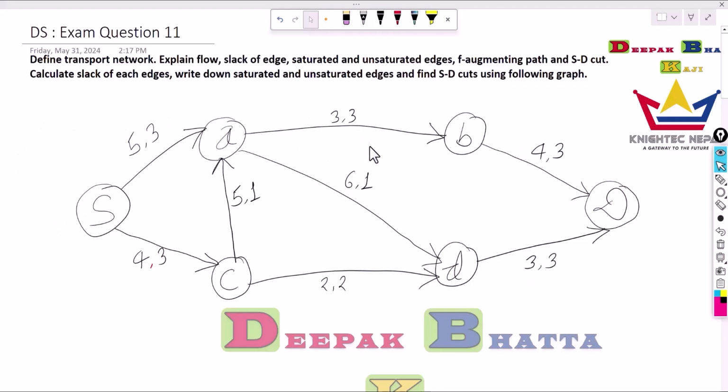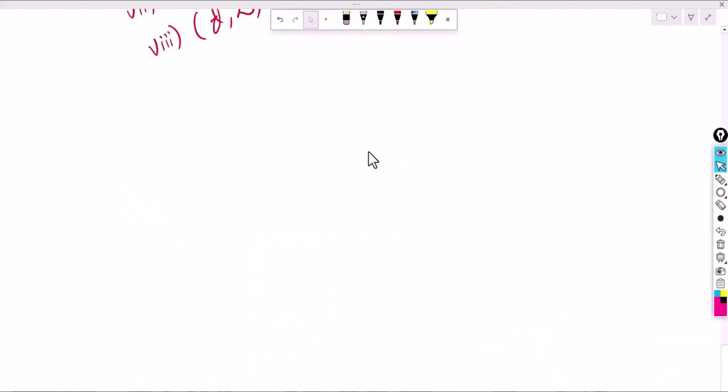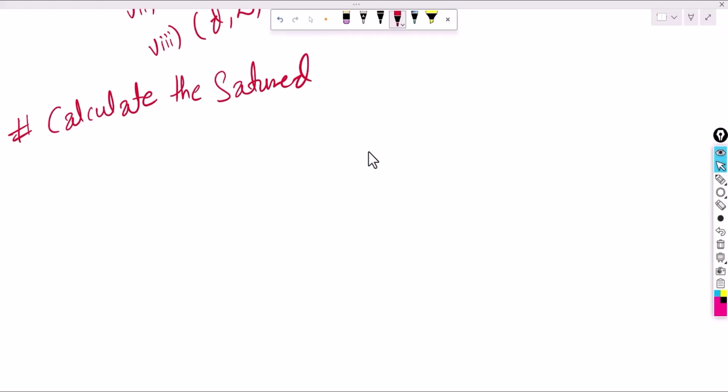So here we will find the saturated edges. So calculate. So we have another part. Calculate the saturated and unsaturated.